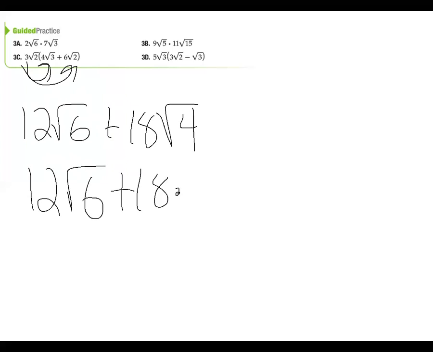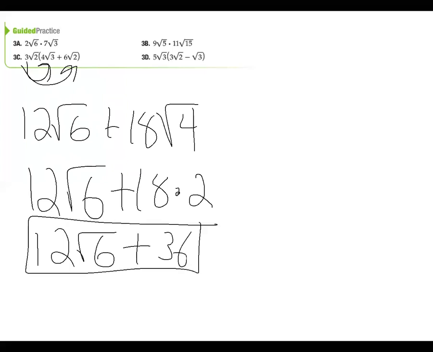4 is, square root of 4 is 2, so it's 12 square root of 6 plus 36. Okay? All right, and the last one, distribute. So you'd have 15 square root of 6 minus 5 square root of 9.